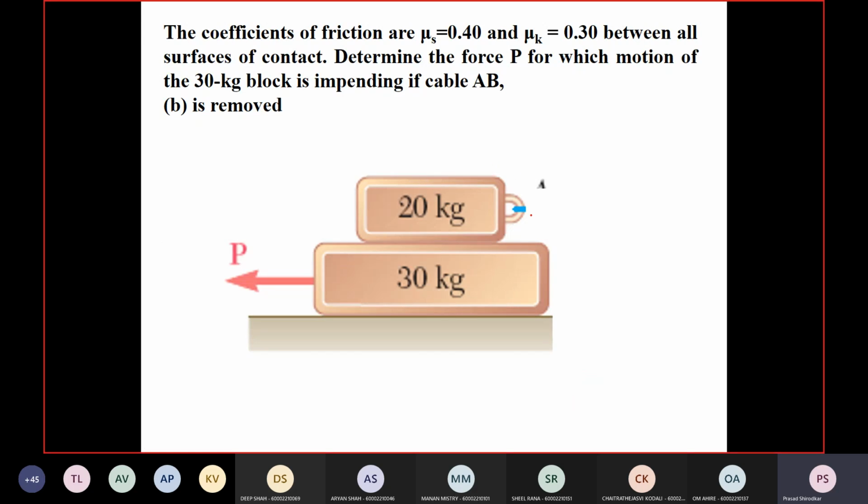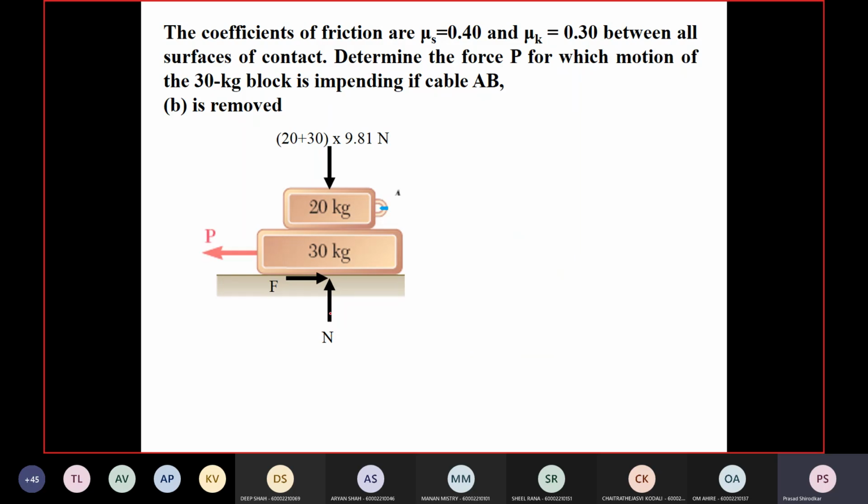The cable is removed. So when the cable is removed, this is the free body diagram. You can just draw the free body diagram like this: normal reaction and one frictional force in the opposite direction. There is no frictional force between the two blocks. Okay, so again write the equations of equilibrium. Now you can just club these two weights together and add them and multiply by the gravitational acceleration.